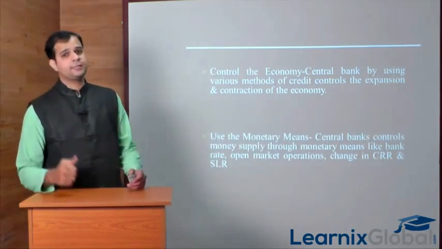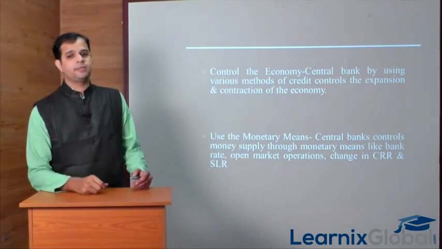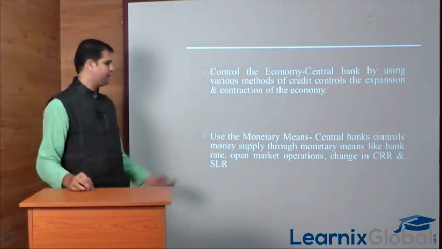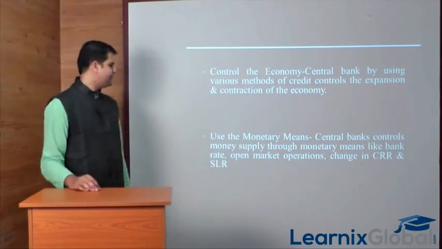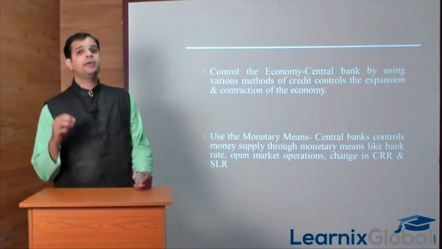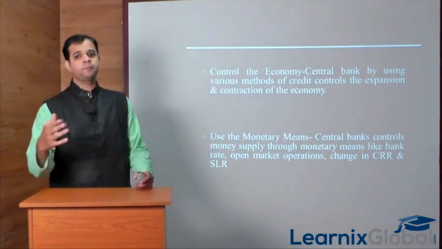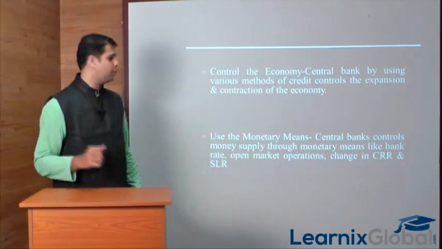What are these? The next one, use of monetary means. As I have already said, these terms we will be dealing with in a short span of time, but just one liner. What does the central bank do? They control the money supply, that is, the inflow and outflow of money, through monetary means. What are those monetary means?